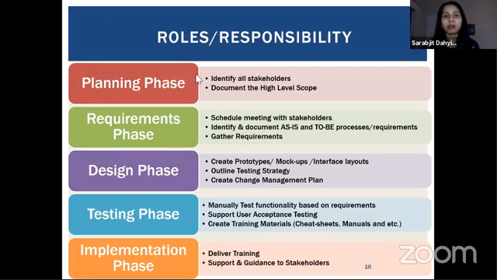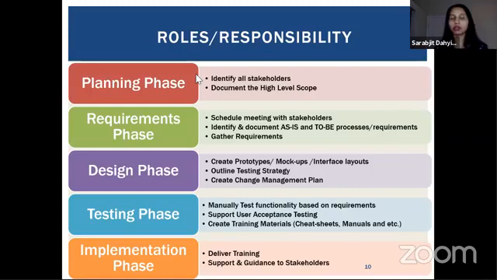If you're in the requirements phase, what you'll be doing as a business analyst, you'll be scheduling meetings with the stakeholders. You'll be trying to identify and document as-is and to-be processes and requirements, and you'll be gathering requirements in the requirements phase.